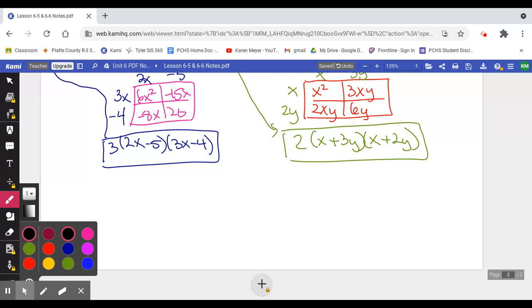Okay, so remember, check for GCF first. Will every single problem have a GCF? No. But if you don't take out a GCF and it has one, then you will not get the answer correct. So whenever you're doing your homework, not every single one will have a GCF, but you must remember to always check for that first.